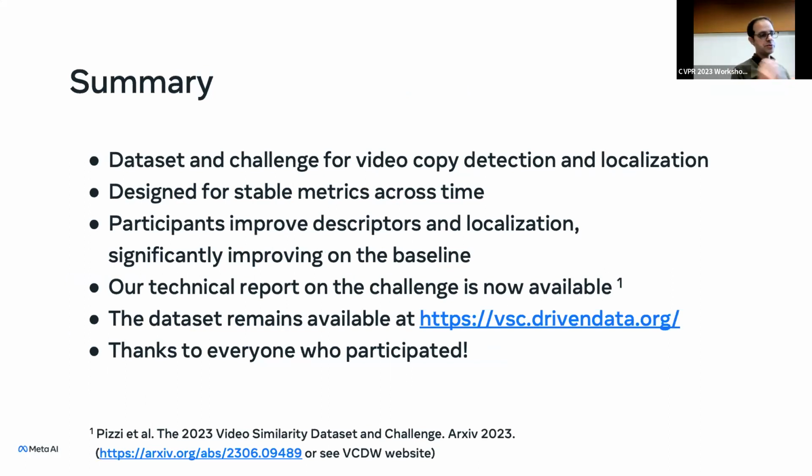To summarize, we introduced a challenge and data set for video copy detection and video copy localization. We designed the data set for stable metrics across time. The participants in this challenge improved descriptors and localization methods and significantly improved on the baseline. Our technical report on the challenge is now available. You can find it on arXiv, or you can go to the workshop website. And the data set remains available through DrivenData through their open arena for this challenge.